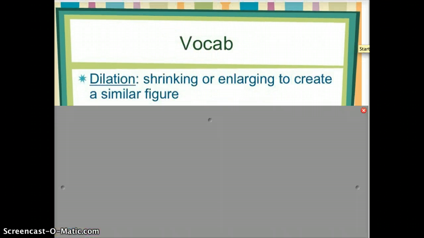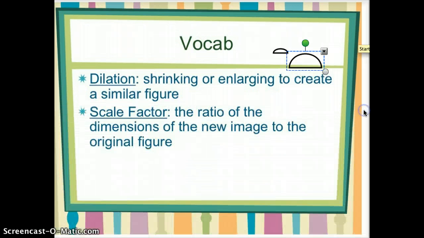Okay. All right, dilation is the actual shrinking or enlarging to create a figure. So just like that triangle I showed you earlier, I could do a semicircle or whatever. Okay, when I take a shape like this, and all I do is stretch it out and make it bigger or smaller, I'm dilating it. So dilation is the shrinking or enlarging of that. The scale factor is the ratio of the dimensions of the new image to the original figure. So like in that last problem, the scale factor from the little to small was 1.5. They were 1.5 times as big. The ratio of the dimensions of the new to the original, that's the scale factor.